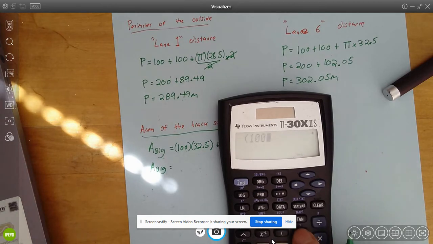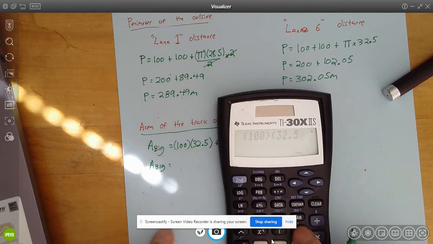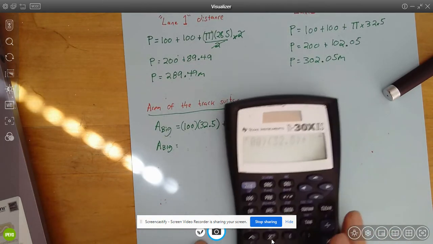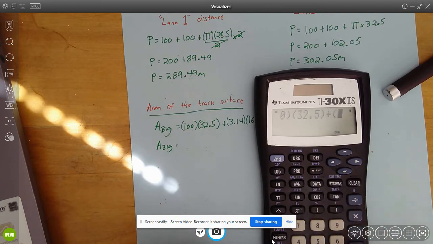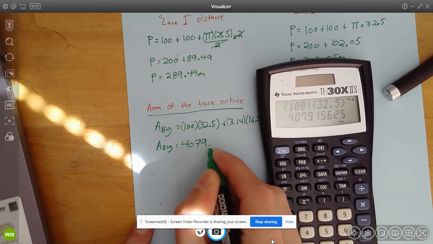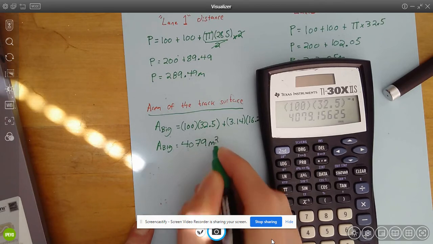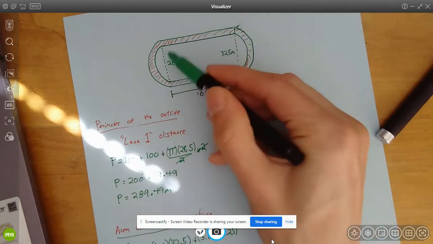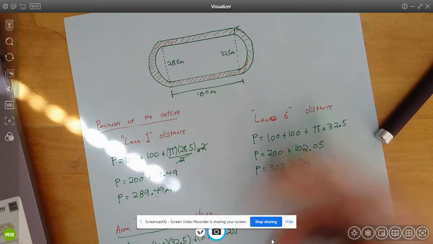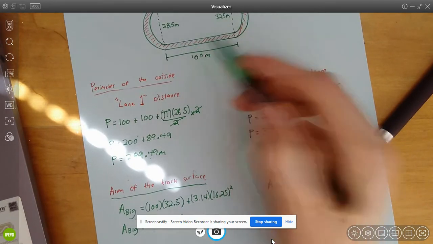So I'm going to do 100. And I know many of you have similar calculators where you're going to be able to put everything in one step. So I've got the rectangle and then plus that split up circle, so pi times radius, 16.25 squared. And that's going to give me the area of the big track, which is 4,079 meters squared. So that's the area of this entire shape. Now I'm going to find the area of this unshaded inside that's often in grass, and then I can subtract that to figure out just what the border is.